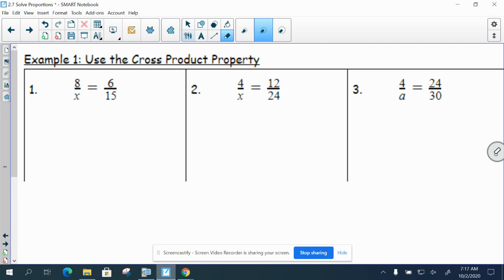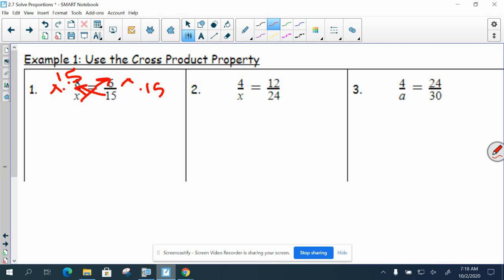So let's look at some other examples. So these examples, we're going to use the cross product, which I'm pretty sure you're familiar with. So the idea of the cross product is, remember how we learned to multiply both sides by what's in the denominator? So really you're multiplying both sides by both denominators. So you're going to multiply both sides by x and both sides by 15 at the same time. So then what you're actually doing is you're taking this 15 and multiplying it by that numerator, and this x and multiplying it by that numerator.